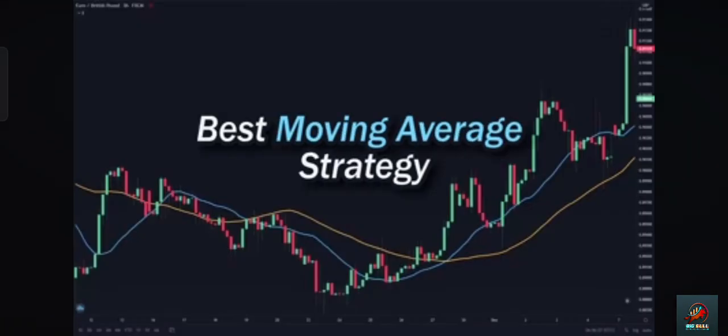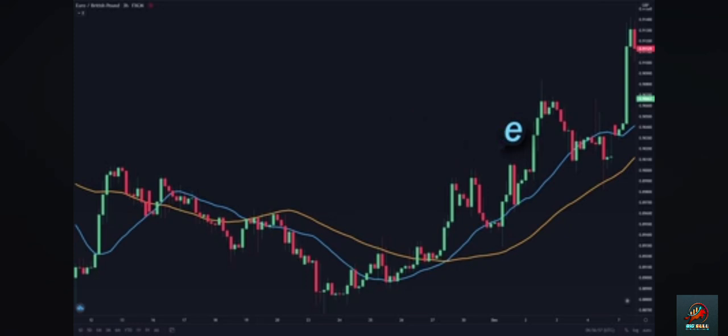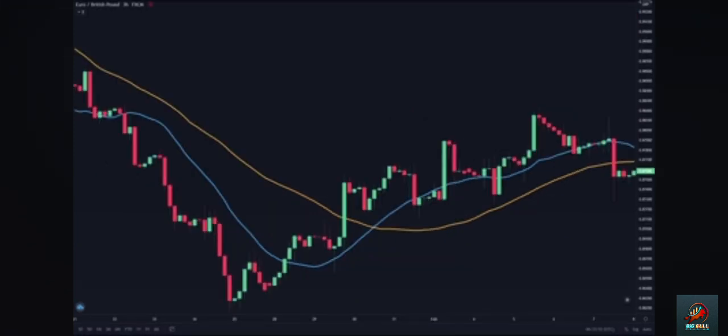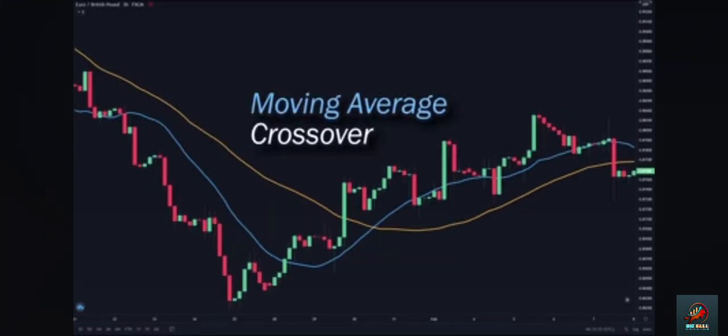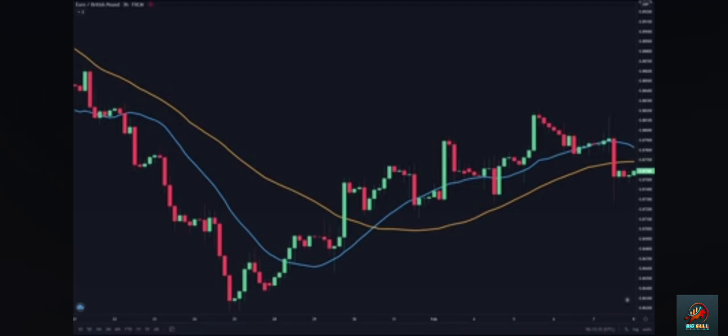I will reveal the best strategy that you can use with the moving average indicator. So, the strategy is called the moving average crossover. It is a very simple and famous strategy, but most traders are actually trading it the wrong way.